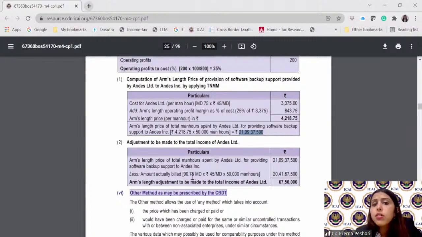And you have billed 90.75 Malaysian dollars into 45 rupees into 50,000 man hours, which is less. So 67 lakh 50,000 is the transfer pricing adjustment. Is that clear? Any doubts?